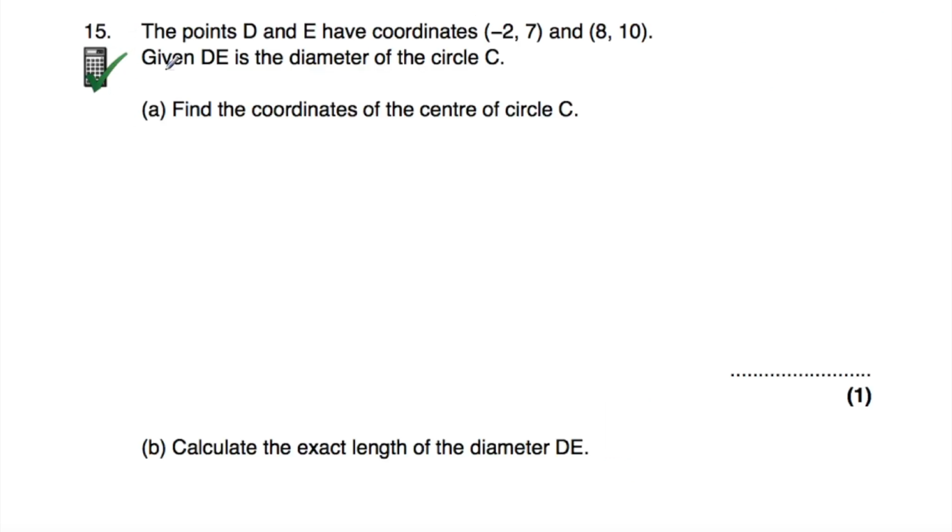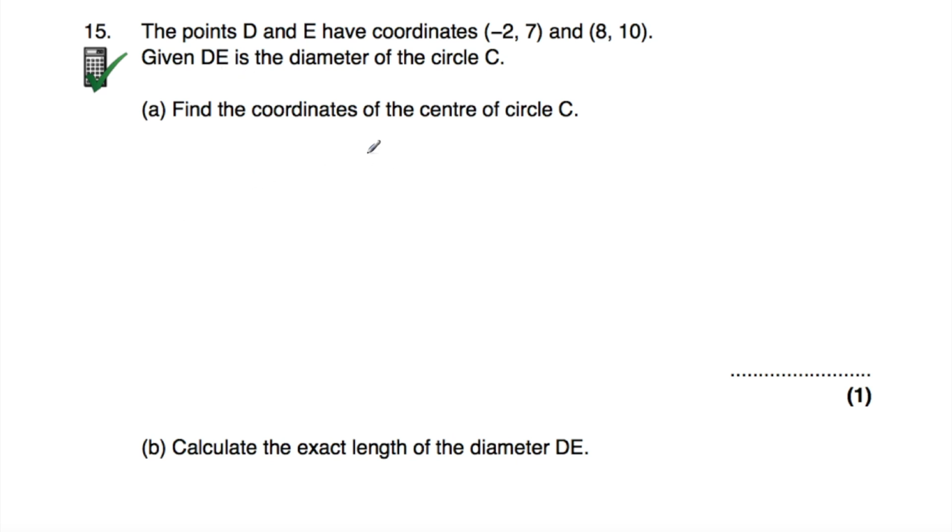Okay, let's have a look at our last question, question number 15. So question number 15 says the points D and E have got coordinates -2, 7 and 8, 10. And given that DE is the diameter of the circle C, we've been asked to find the coordinates of the centre of C. So DE is the diameter. So that means that one of these points is on one side of the circle and the other point is on the other side of the circle.